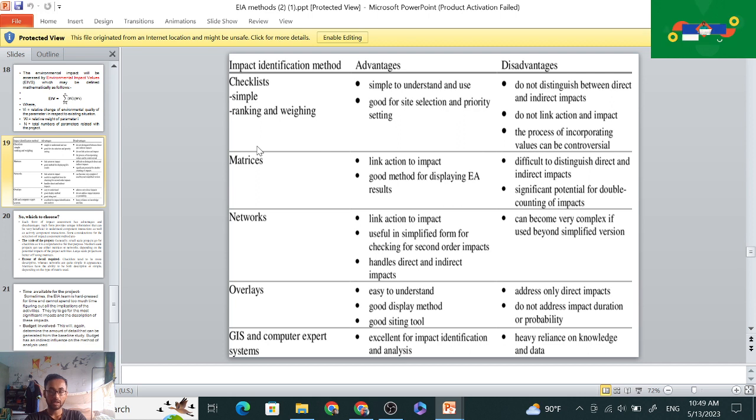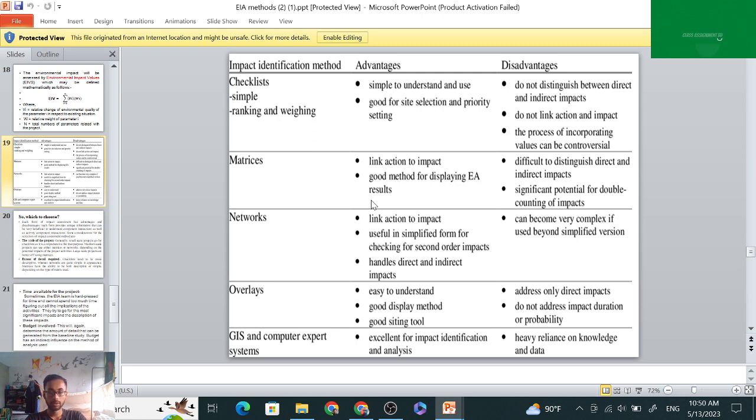Matrix method advantage is the link between action and impact, and it is a good method for displaying the EIA result. Then the disadvantage is that it is difficult to distinguish between direct and indirect impacts, and there is significant potential for double counting of the impacts.